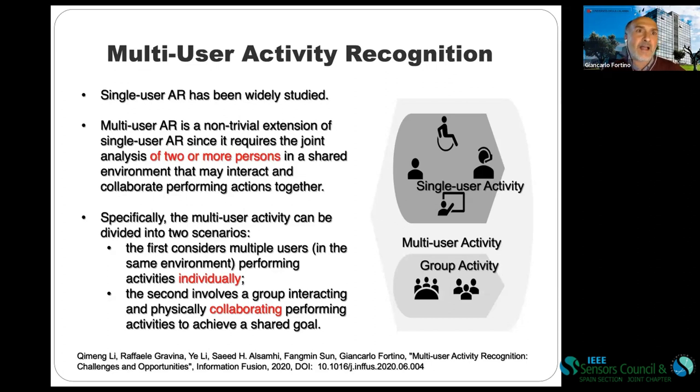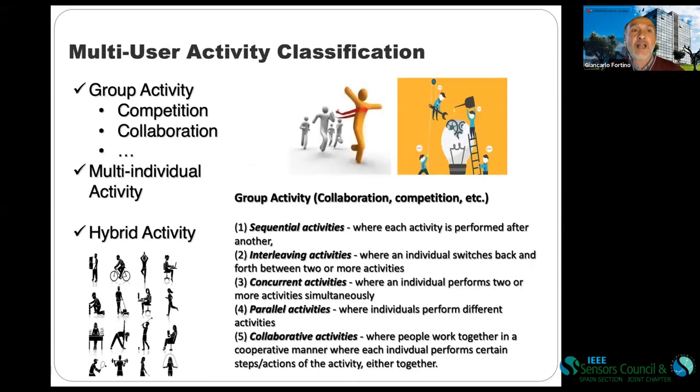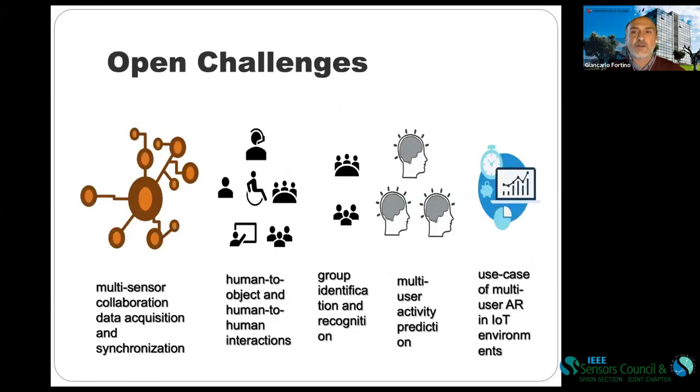This is a pretty hot topic right now, because human activity recognition for single individuals is not a hot topic anymore, since we are able to reach a very high level of accuracy in single human activity recognition. But of course, in order to detect multi-user activities, you can use multiple devices. For example, you can use audio, video, IoT devices, or just wearable sensors. In our research, we just used wearable sensors in order to detect and recognize group activity, where group activity means many things. You can have sequential activities, interleaving activities, concurrent, parallel, or collaborative activities. So the idea is, let's try to use wearable sensors in order to detect such very difficult group activities.